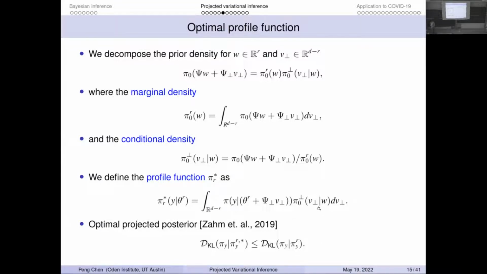And in practice, you do not compute this high dimensional conditional integral, but rather do some sampling from this complement subspace, because these samples wouldn't be different from the prior too much. And the optimality, in the sense of the KL divergence between the projected posterior and the true posterior, is a lower bound for any type of projected posterior defined above.